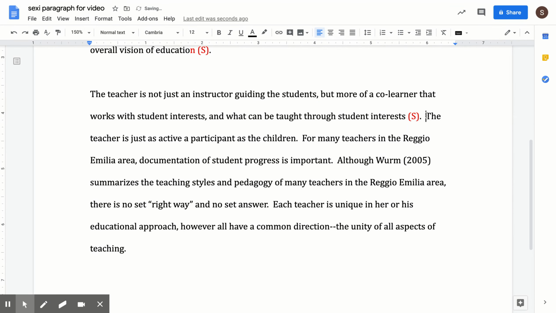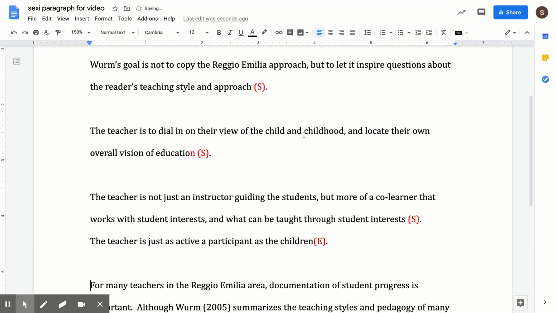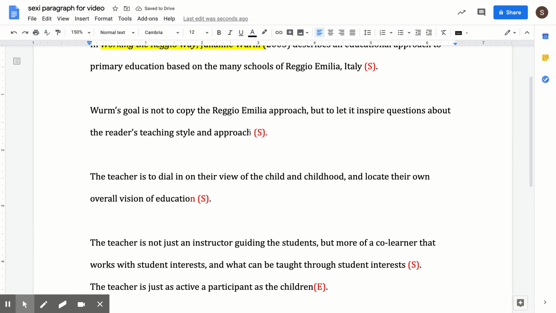All right, let's keep going. Let's see if we can find an E anywhere. The teacher is just as active a participant as the children. Ooh, well, that's an E, but it's an E for the statement that we just read. These two can stay together, right? Because, okay, in the sentence right above, the teacher is not just an instructor guiding the students. The teacher is just as active a participant as the children. That expands on this idea. So that could eventually become its own paragraph, but we still haven't seen an E for our first topic sentence.